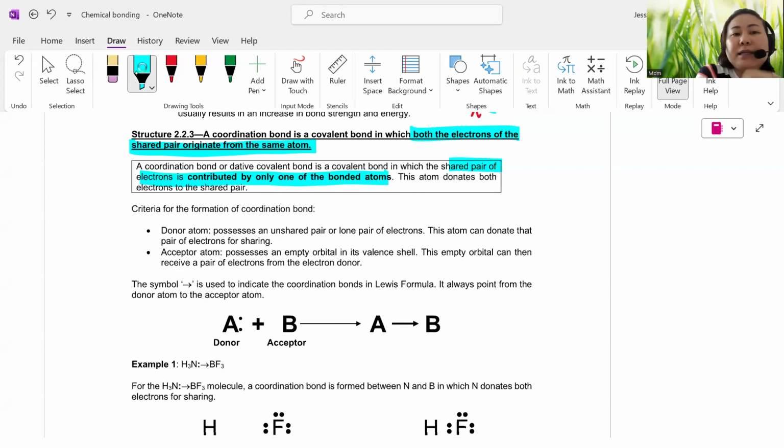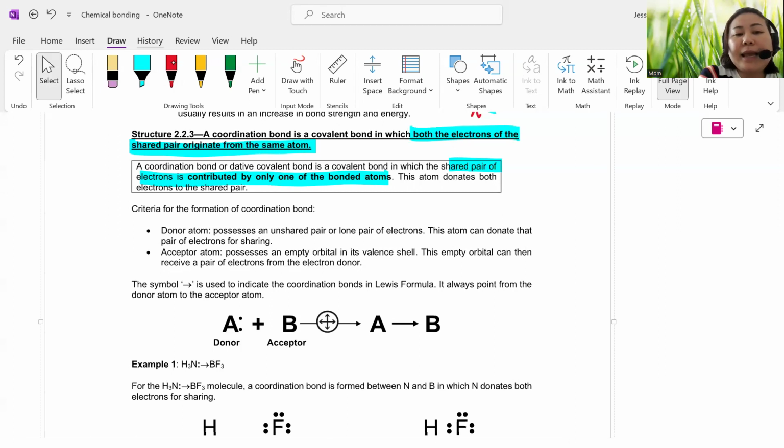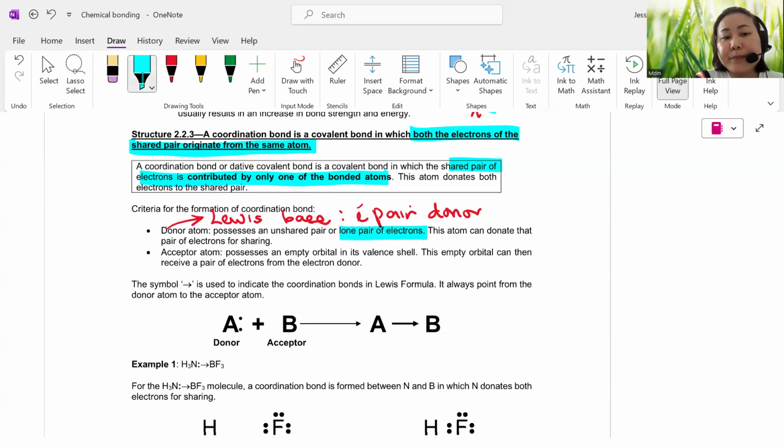And that atom that donates the electron, we will call it the donor atom. It actually consists of a lone pair of electrons for sharing. And another term that we sometimes use to describe this atom is a Lewis base. So a Lewis base is a form of electron pair donor. So generally, what makes something suitable as a donor atom is that it must contain a lone pair of electrons.